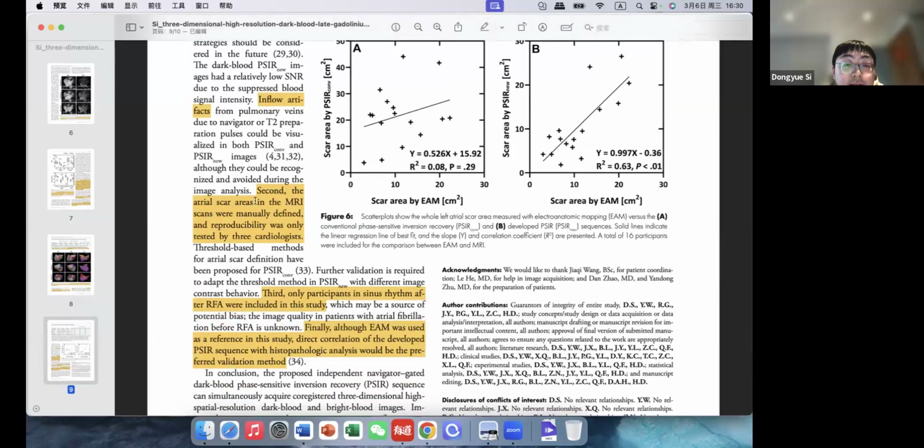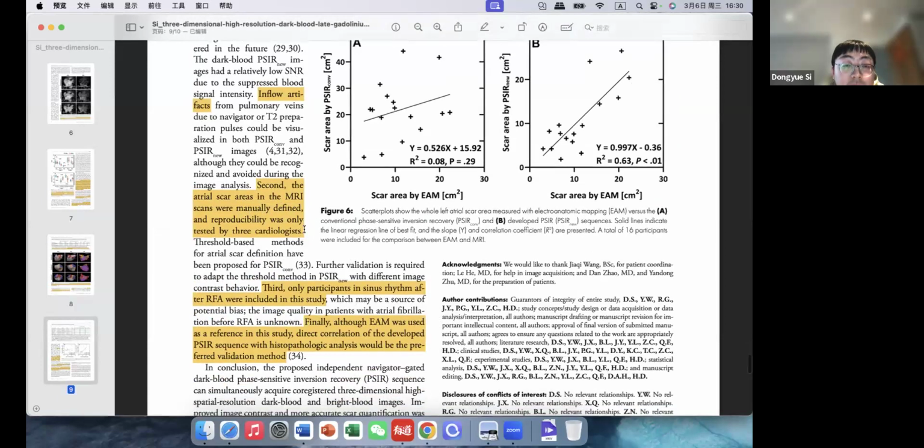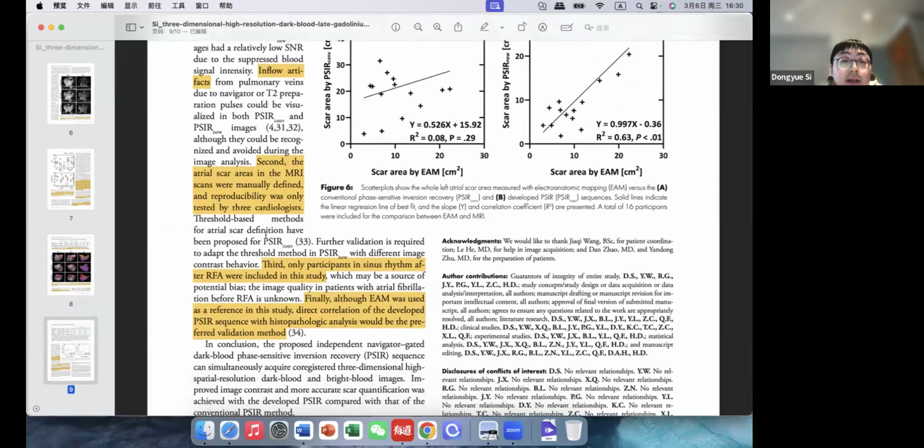The second is that the atrial scar area in the MRI was manually defined. Some threshold-based methods can be used to define the atrial scar area, but because of the different image contrast, it's a dark blood contrast, so it may require further validation of this threshold-based method.